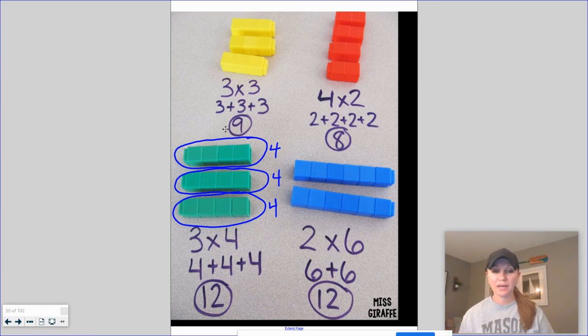And then our last example here is the blue. We've got 2 rows of blue snap cubes. In each row, we have 6 cubes. So we have 6 in this row plus 6 in this row. That would be my repeated addition, 6 plus 6. Here's also why it's important to know those doubles facts, right? It can help you add up those rows a lot quicker. That would help me figure out the multiplication sentence of 2 times 6. So I've got 2 groups of 6, 2 rows of 6, and that would equal 12, since 6 plus 6 equals 12.